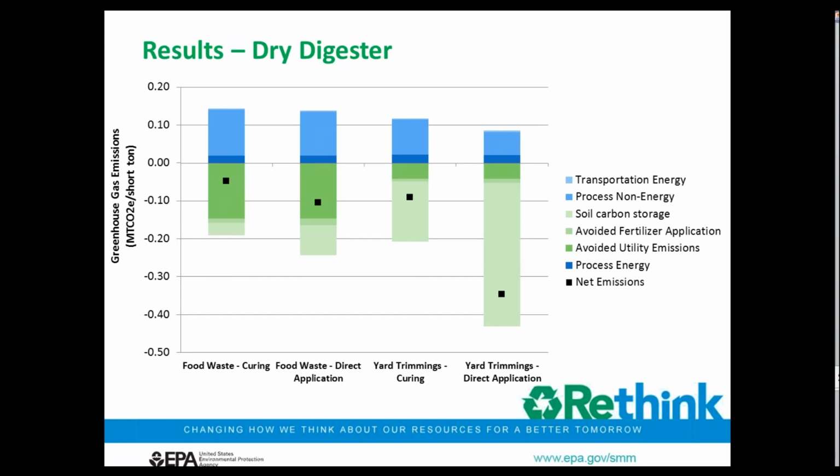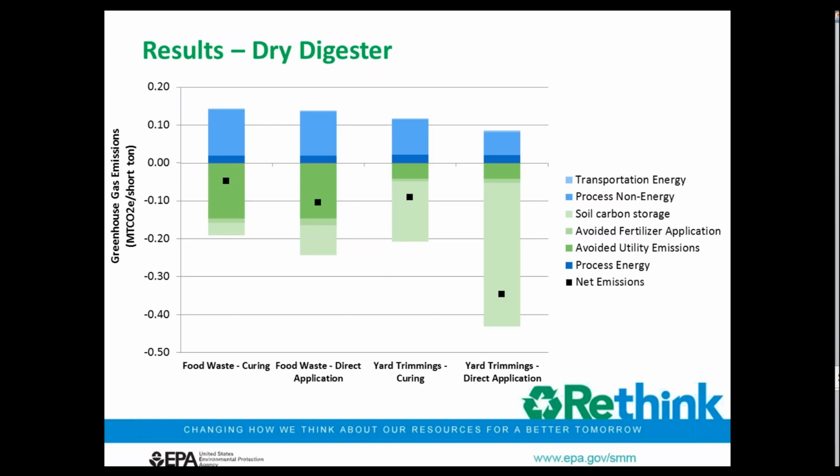So next, we'll show the results for the dry digester. Again, this is the greenhouse gas results for each ton of material digested. So since the dry digester also accepts yard trimmings, we have results for food waste with curing and direct application, and yard trimmings with curing and direct application. The food waste results are similar to those shown on the previous slide. There's relatively minor differences between wet digestion versus dry digestion.